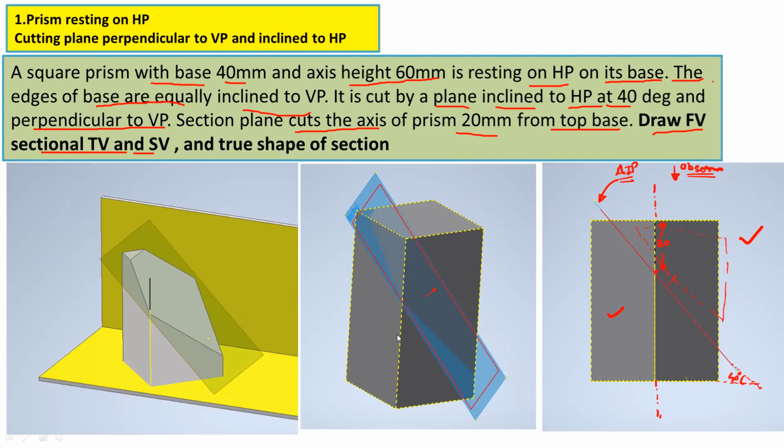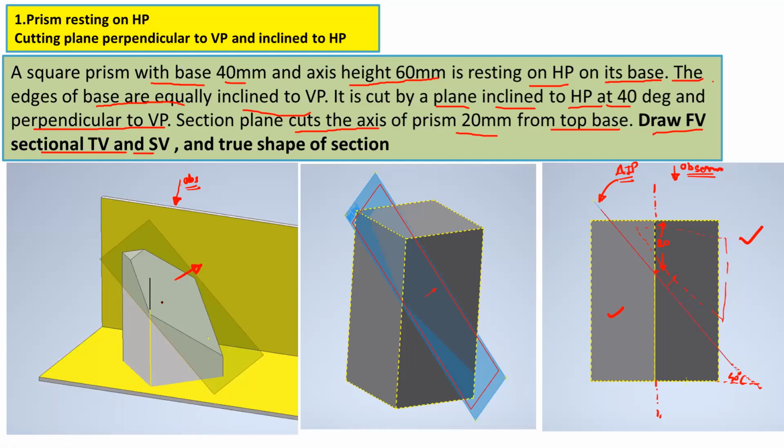So you can observe here the three-dimensional position. In the first image, you can observe the prism is cut by the auxiliary inclined plane and the portion of that prism which is nearer to the observer, this portion is removed. So in the top view, this is the position of the observer. This portion is to be removed, and for the remaining portion, we will draw the front view, top view, that is the sectional top view, and sectional side view.